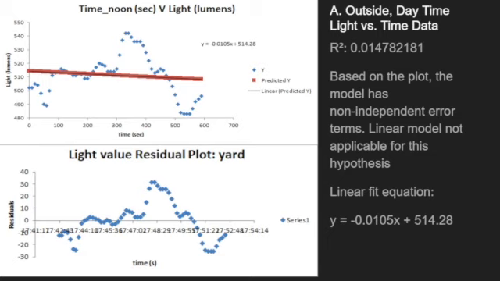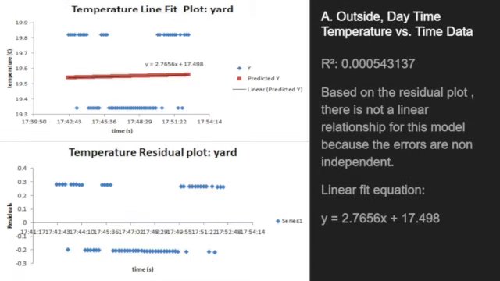We see that the model has non-independent errors. The linear model is not applicable for this hypothesis. The temperature has a very low R-squared value. Based on the residual plot, there is not a linear relationship for this model because the errors are non-independent.